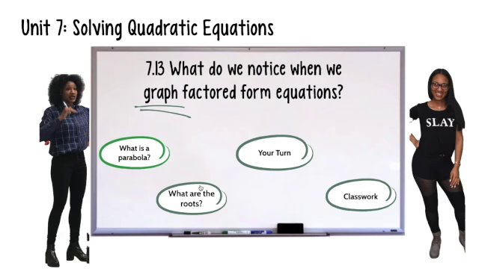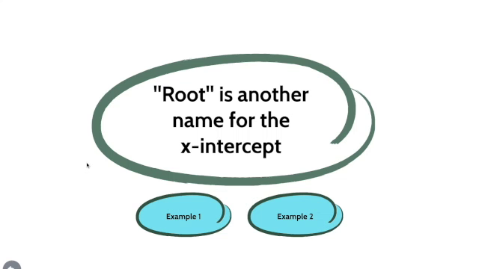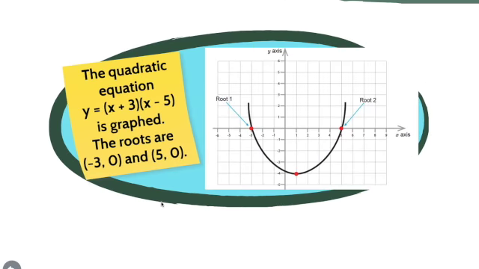Now let's focus in on the x-intercepts. The word root is another word for the x-intercept. In this example, the quadratic equation is y equals (x + 3)(x - 5). That's the factored form. When I look at the graph, my parabola crosses the x-axis at -3, so the root is (-3, 0). And it crosses the x-axis again at 5, so the root is (5, 0).